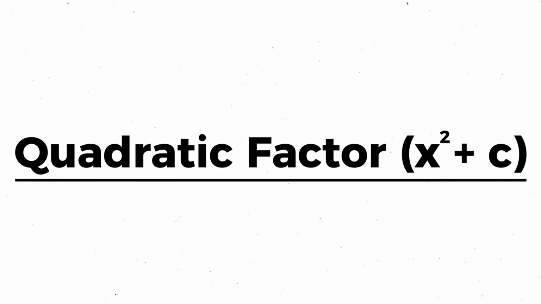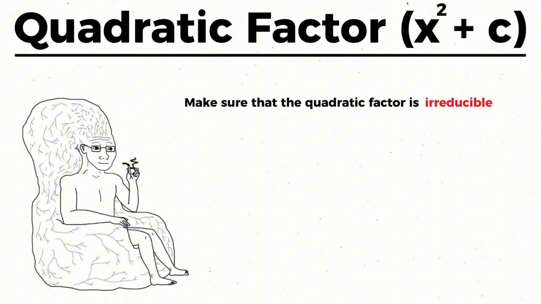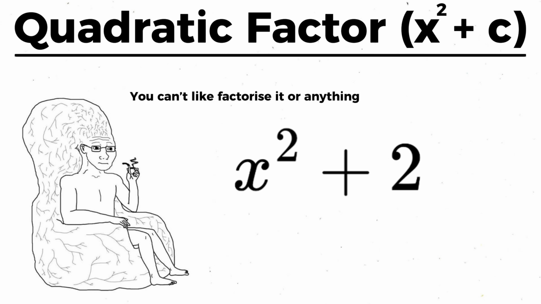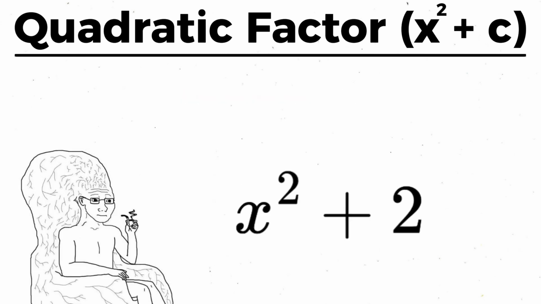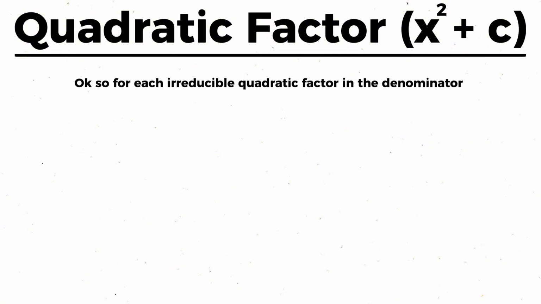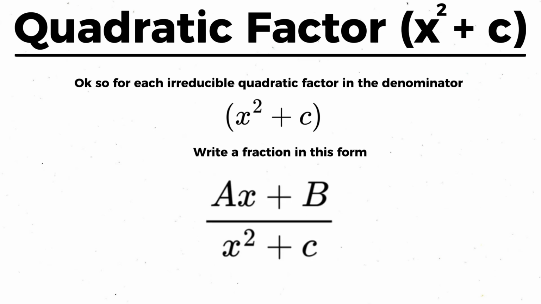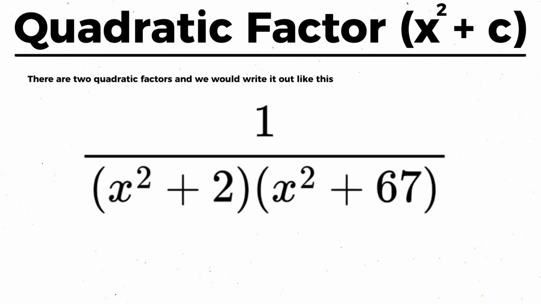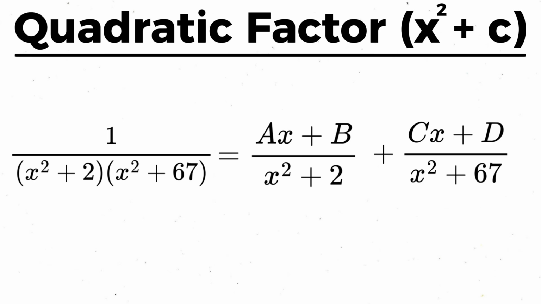A quadratic factor. Make sure that the quadratic factor is irreducible. What I mean is like this. You can't factorize it or anything. It has 0 real roots. Okay, so for each irreducible quadratic factor in the denominator, write a fraction in this form. So basically put a linear equation on top of it. For example, there are 2 quadratic factors and we would write it out like this. Simple.